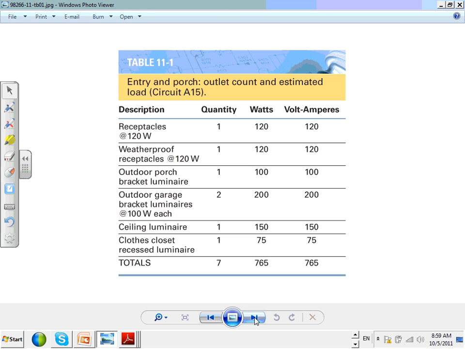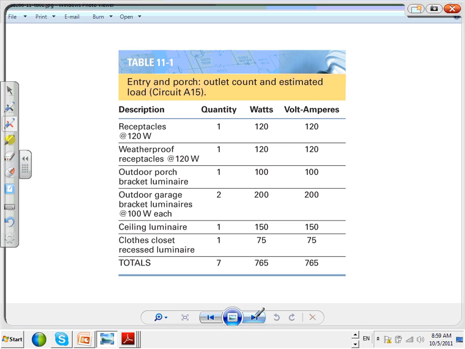Three-way switch, the damp switch. A couple of things I'd like you guys to look at: they keep doing a calculation for every circuit. I don't do it in residential, but they added all the volt-amps and came up with 765 volt-amps on a 15 amp circuit. So what does that mean?